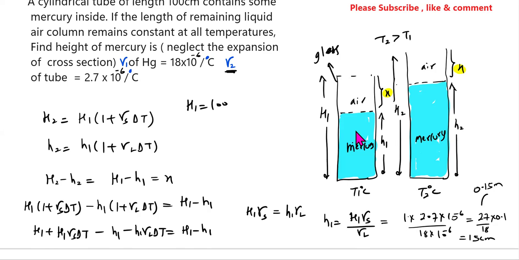Okay, what is the condition? I think this last condition is very important. Neglect expansion of cross section. The area of cross section will remain same. This condition is given, so therefore we are assuming it. Practically, even the area of cross section will change, but the condition given is that it does not expand. Maybe the vessel is designed in such a way.